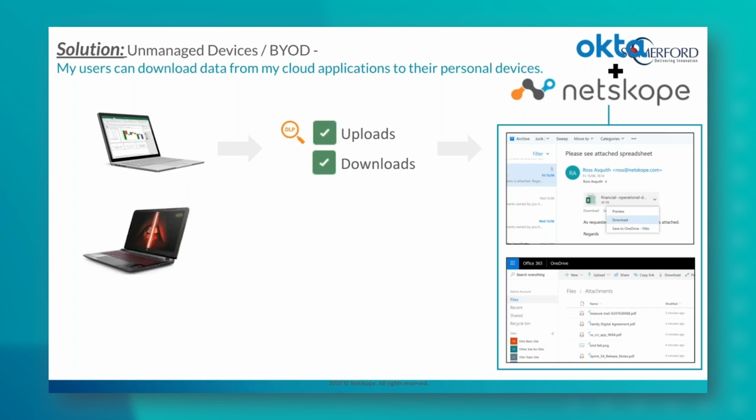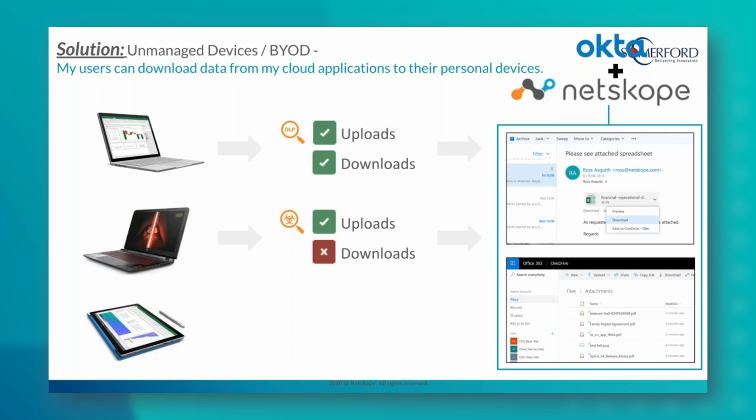Next might be an unmanaged device. Again, we don't want to impact people's productivity, but we do definitely want to stop either malware being downloaded to that unmanaged device, or any other kind of DLP instances being downloaded to that. So we may well in this instance want to stop downloads from particular SaaS applications or SaaS application categories and types, but fully allow uploads so that we can maintain productivity.